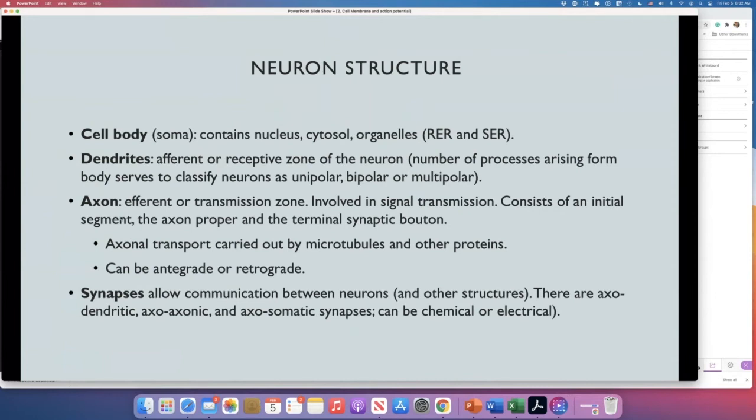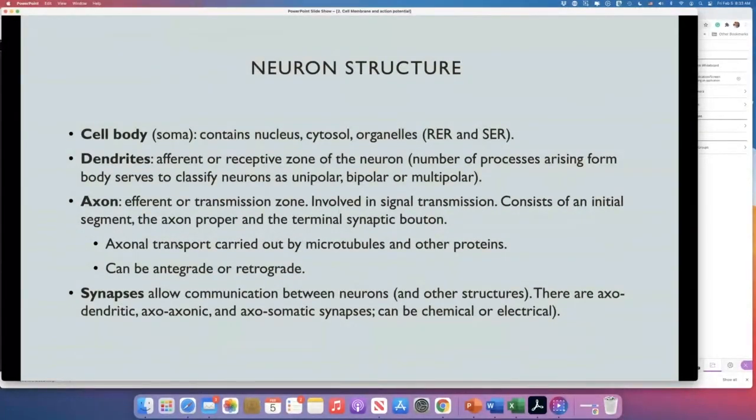The axon is the efferent or transmission zone of the neuron. It is one of the most important structures in signal transmission. Axons can be very, very long. Just imagine a guy who plays basketball, who is a very tall guy, 7 feet tall. And imagine how long the axons of the neurons, of the nerves of his legs are. Imagine they start at the level of the spinal cord, and the axon extends all the way down to the feet. Some axons are very short, some axons are extremely long.